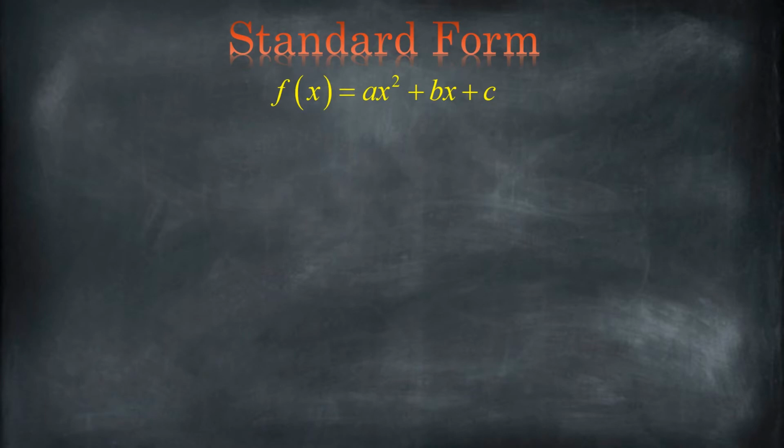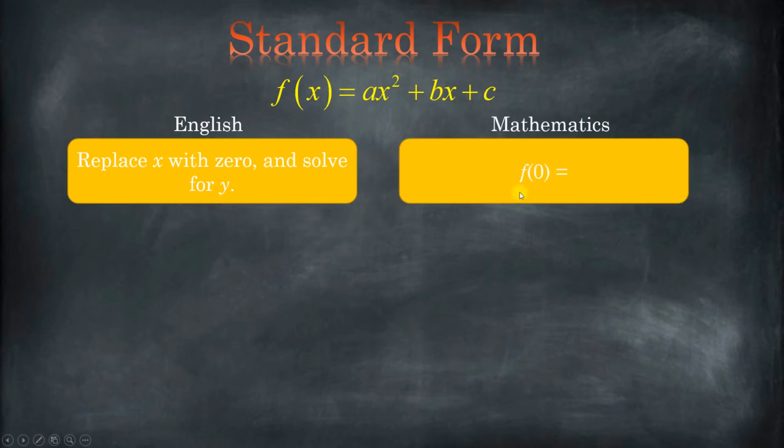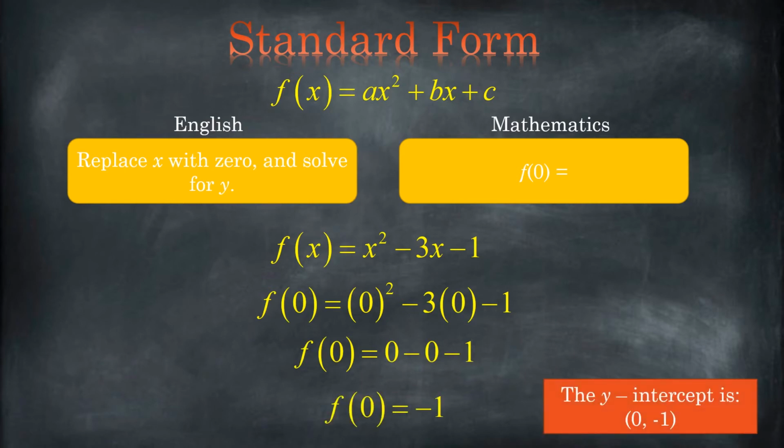Let's talk about standard form. Standard form is ax squared plus bx plus c, right? The way we find the y-intercept is always the same. The way we say it in English is just replace x with 0, solve for y. In math, f of 0 means the same exact thing: take x, replace it with 0, and see what you have left. So let's do an example. x squared minus 3x minus 1. If we're going to find the y-intercept, we put a 0 for x, and we solve for y. All you have to do is follow the order of operations. Super easy on this one. They're all zeros, so it's just negative 1. So your y-intercept is 0, negative 1.